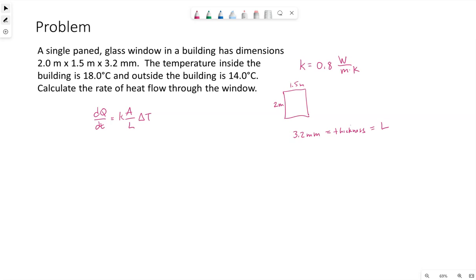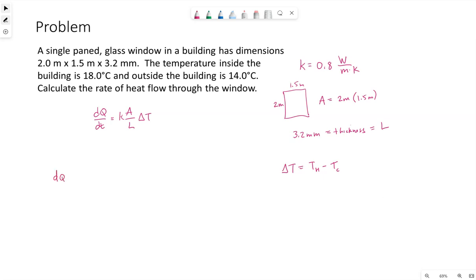That L in the equation is essentially the length, the distance the energy is going to travel to get from inside to outside, because the energy is going to flow naturally from the hotter temperature to the cooler temperature. So the area would be the area of this rectangle, so the 2 by 1.5. Delta T is the temperature difference between inside and outside. We typically take the hotter temperature minus the cooler temperature just so that we get a positive value.